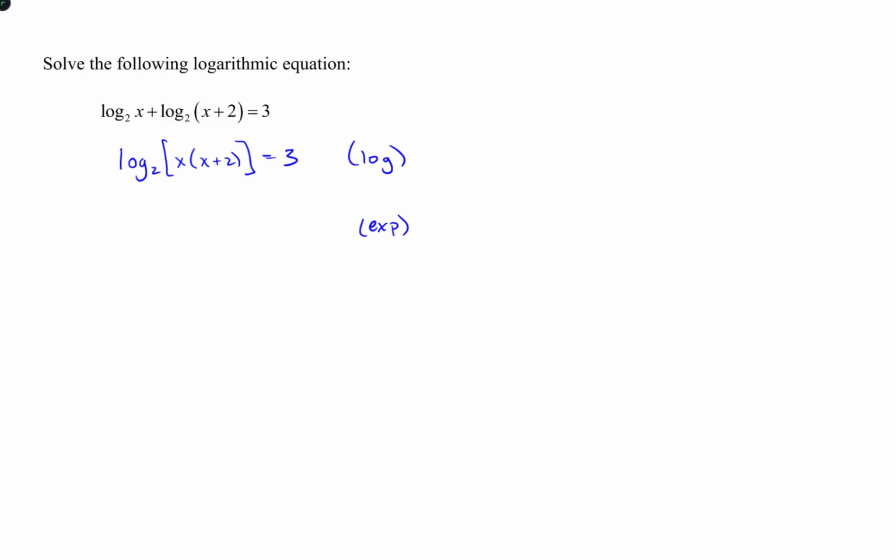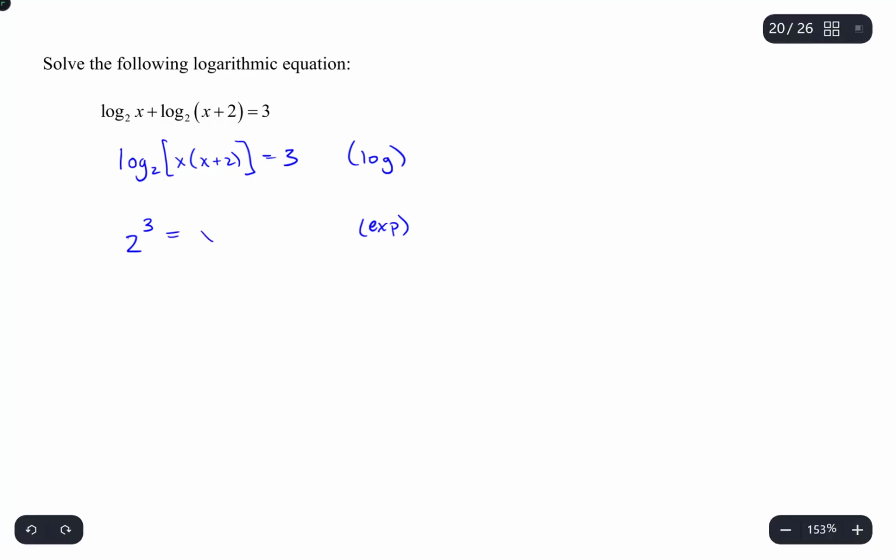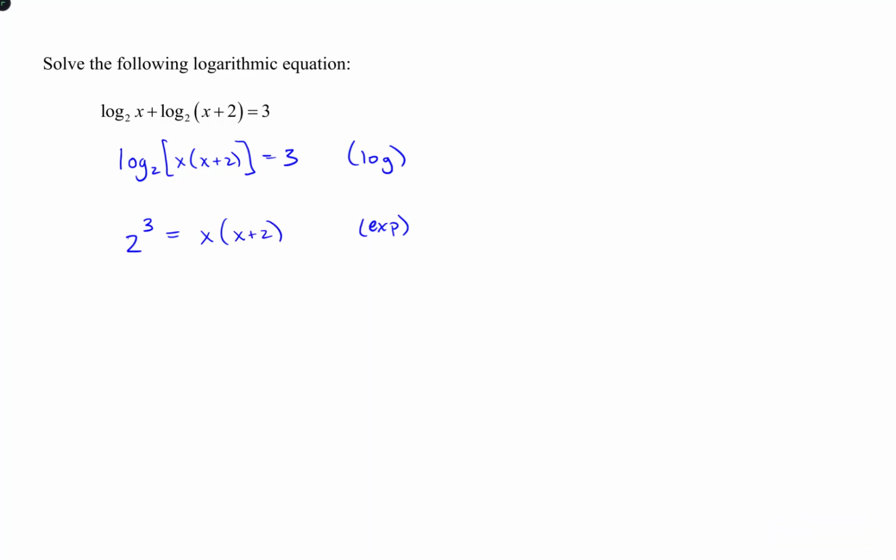So in exponential form, the base of my exponential equation will be 2 because that's the base of the logarithm. And the result of a logarithm is the exponent, so that's going to be 2 to the third power. And then the result here is the argument of the logarithm, so x times the quantity x plus 2. All right, now we haven't solved the equation at this point, but we're certainly much closer.